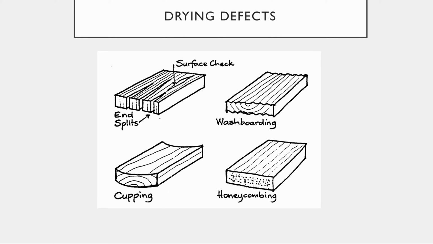You can get surface checks, which are splits between the grains or the rings, or end splits where the board just opens up during the drying process. Cupping is a big deal, and cupping can last the length of the board.